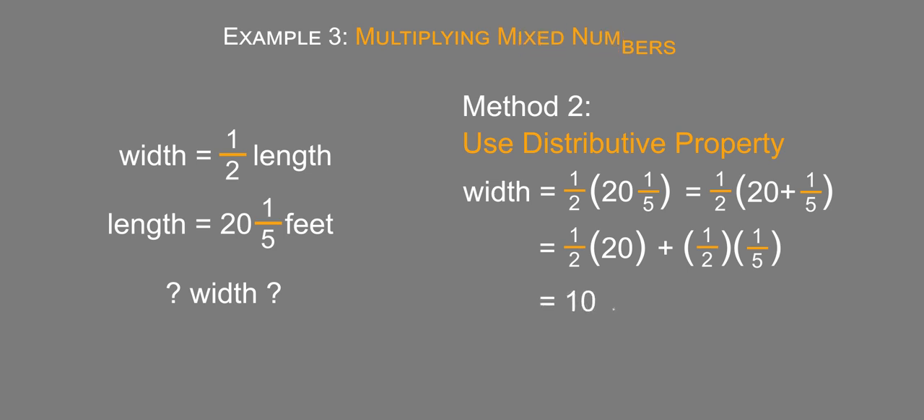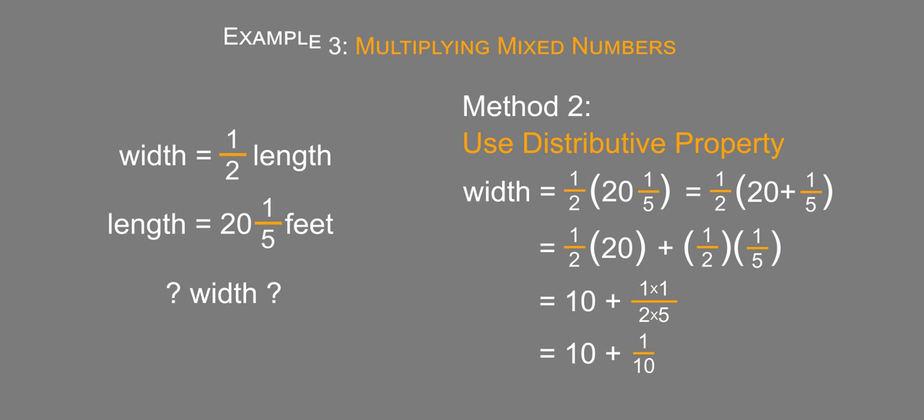1/2 of 20 is 10. And then 1/2 times 1/5, we multiply across the top, multiply across the bottom, and that gives us 10 plus 1 times 1 is 1, 2 times 5 is 10, and then 10 plus 1/10 equals 10 1/10, and again, our units are feet. In both instances, we end up with the same solution, that the width of the yard is 10 1/10 feet.